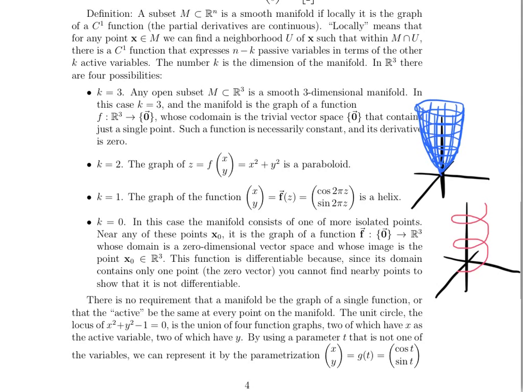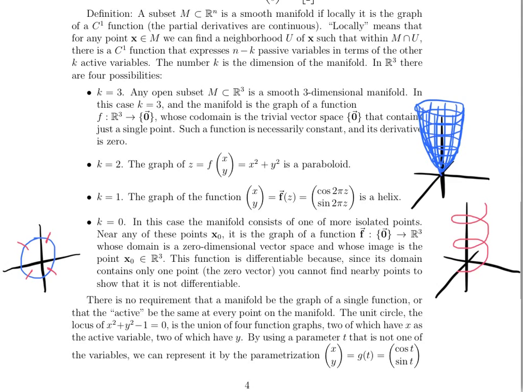And when you take a look at it, it's actually going to be a union of 4 function graphs. 2 of the function graphs have x active, y passive. 2 of the function graphs have y active, x passive. There we go. Thank you. Okay. Alternatively, we can use a parameter t that is not one of the variables and represent this by the parameterization x equals cosine t, y equals sine t, because that is the unit circle and that's how we define all the points on the unit circle.